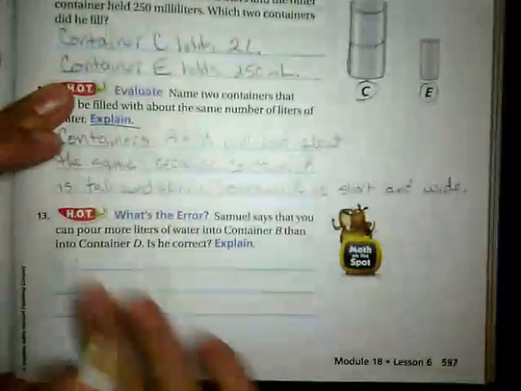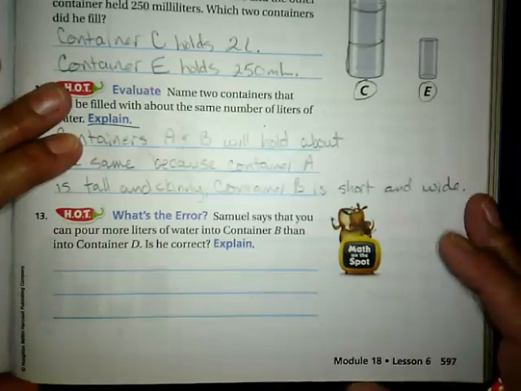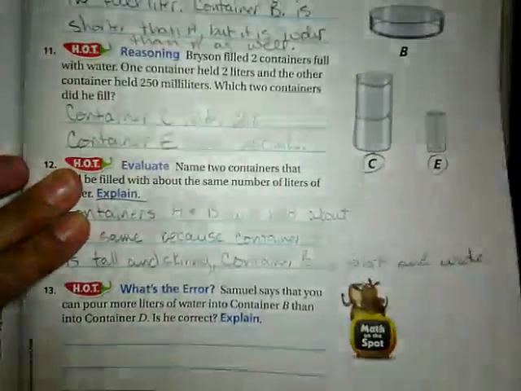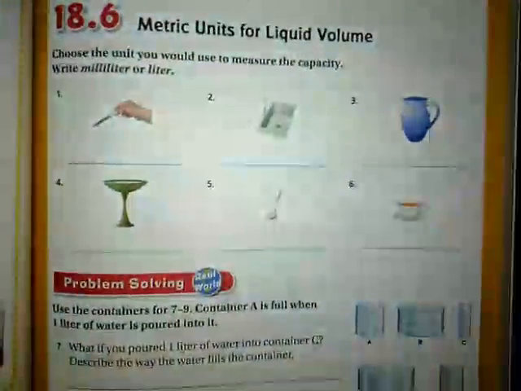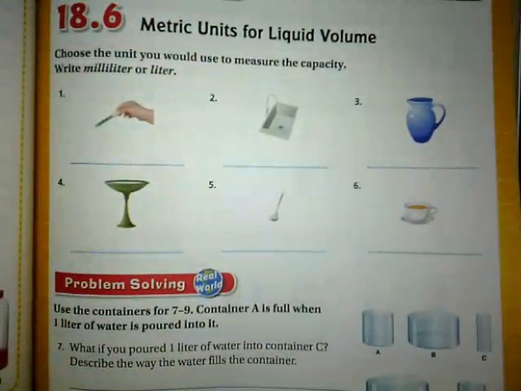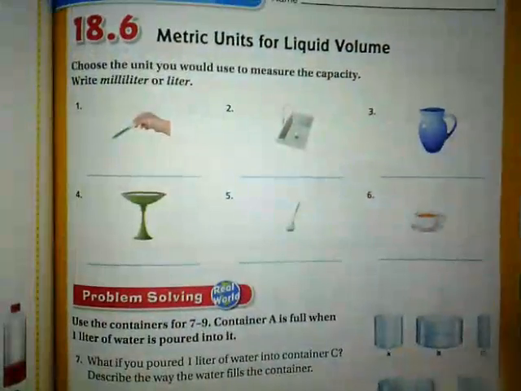Okay? And then you worked on number 13 using the Math on the Spot video. So, how are we feeling about liters and milliliters? Is it making sense? I sure hope so. On the next couple of pages, you'll have questions to answer about milliliters and liters. Remember, you are using metric units for liquid volume.